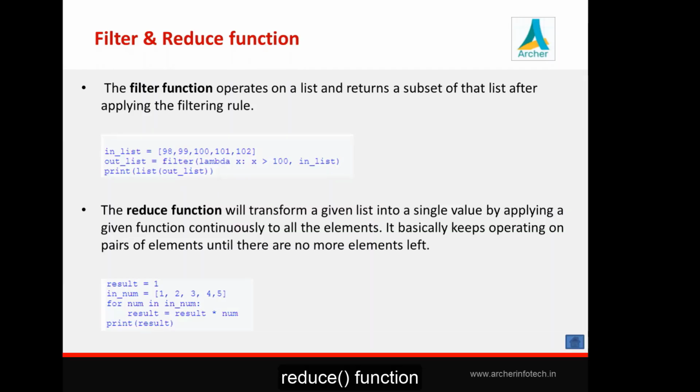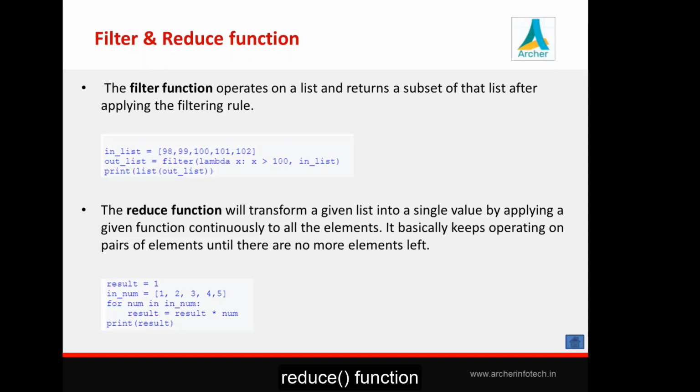Now next we'll see the reduce function. Regarding the reduce function, the signature once again remains the same. It takes two parameters: one is a function and one is a list. But the output of the reduce function is a single value. Up till now in map and filter we get a new list as a return value, but in case of reduce you are getting only a single value as output. The reduce function will transform a given list into a single value by applying a given function continuously to all the elements. So it keeps operating on pairs of elements until there are no more elements left.